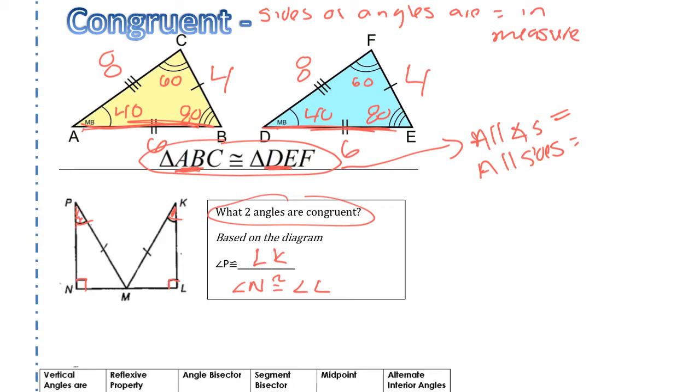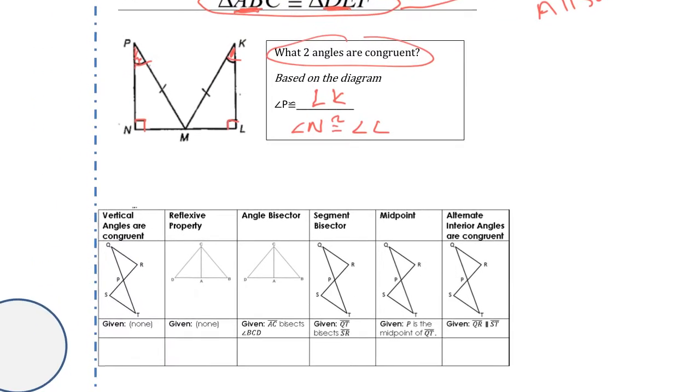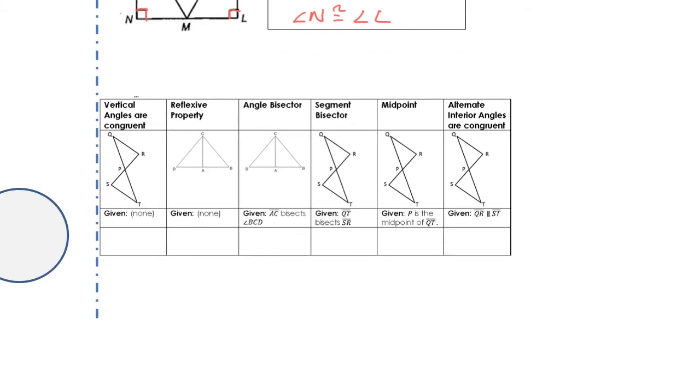Now, looking at the bottom, we want to go over some reasons of why things are congruent. So here's some reasons we know things are congruent that we've either learned this year or we're learning today. So the first one is vertical angles. These 2 angles are congruent because they're vertical. We learned that earlier this year. Angle QPR is congruent to angle TPS. Make sure you have the angle symbol there.